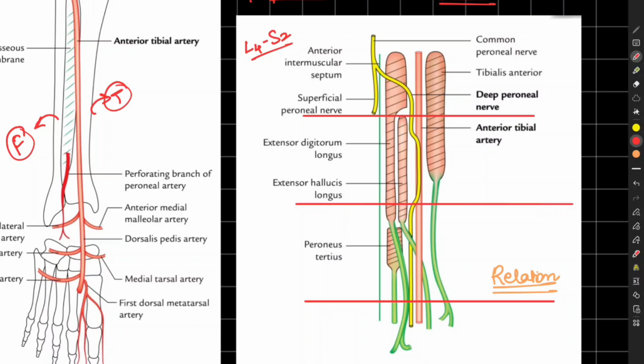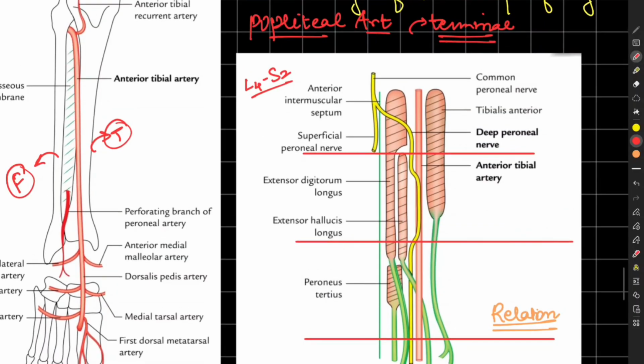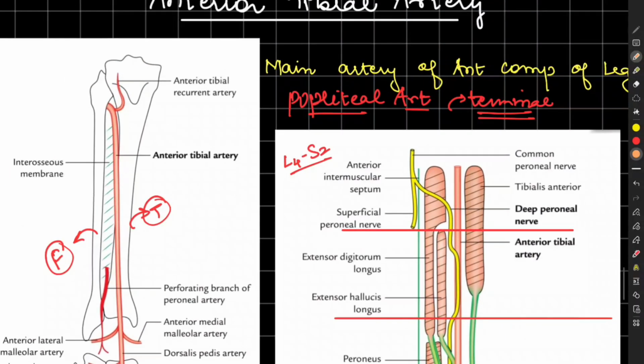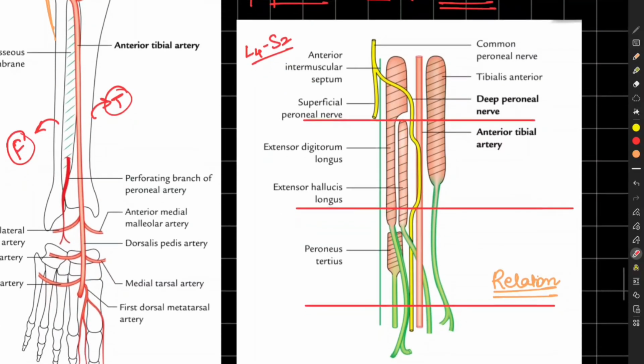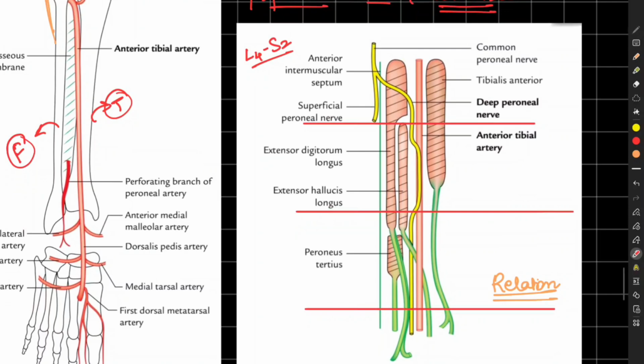Talking about the course and the termination, the deep peroneal nerve begins on the lateral side of the neck of the fibula. It enters the anterior compartment by piercing the anterior intermuscular septum. Now here you can see it then pierces our extensor digitorum longus muscle, and lies next to the anterior tibial artery.